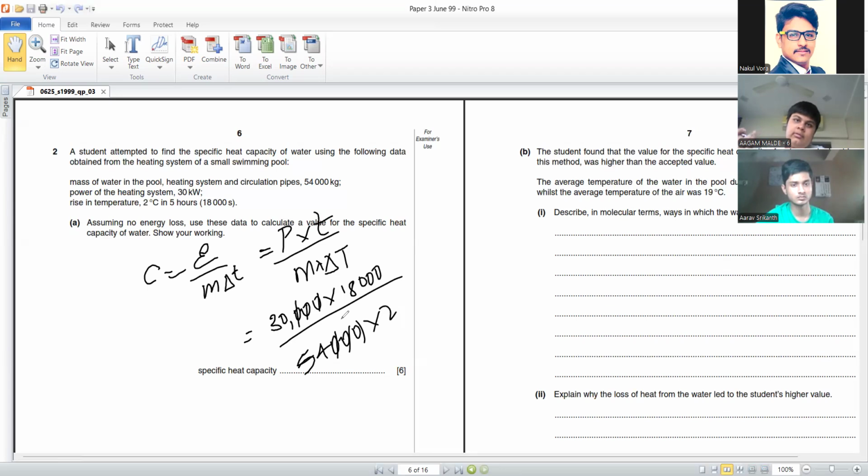There is a relationship between 54 and 18, you can see, and between 30 and 54 as well, and 18 and 30. So you can do that and you're sorted. You can find the answer directly. It comes to 5,000 joule per kg.